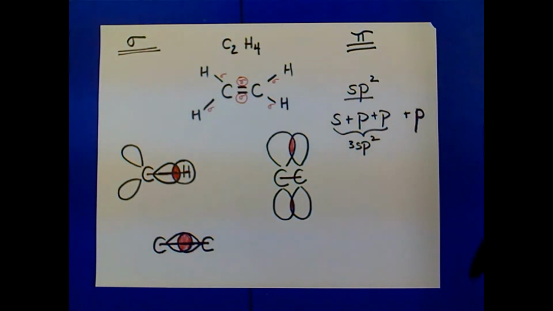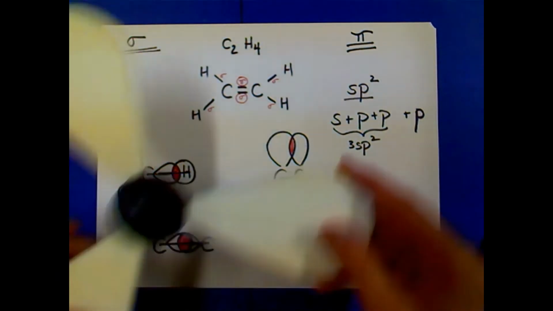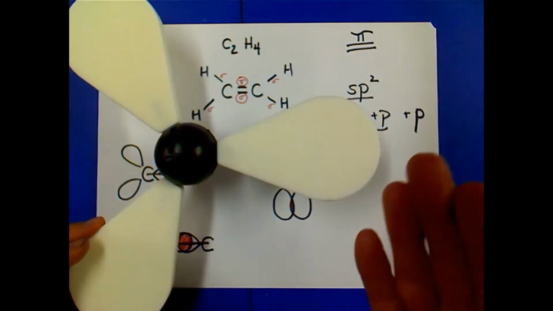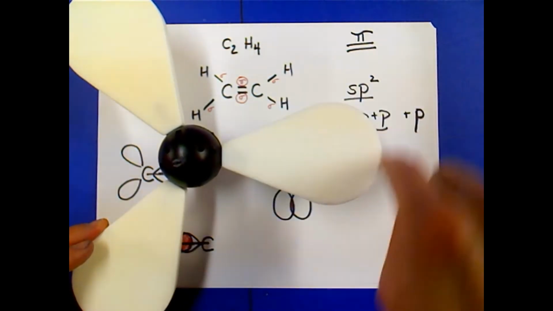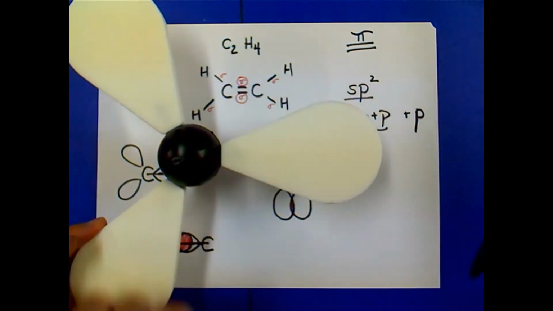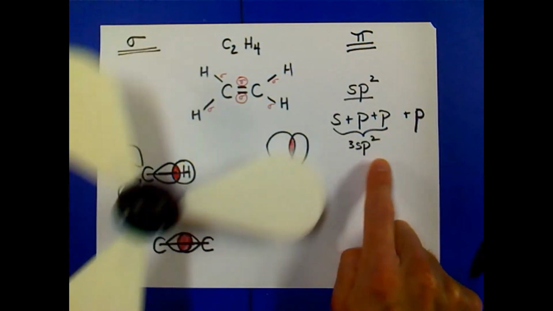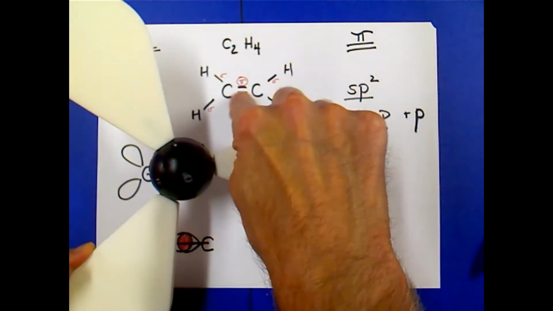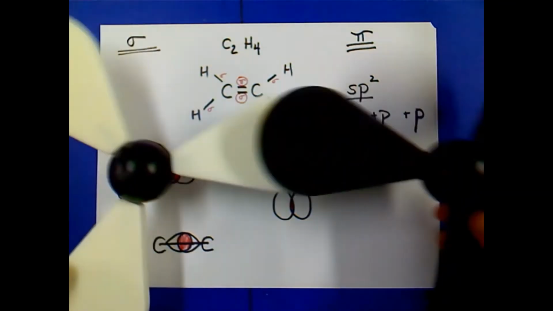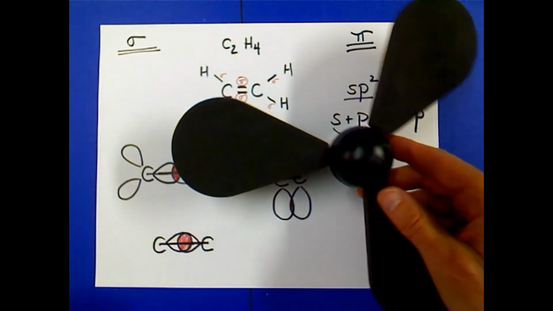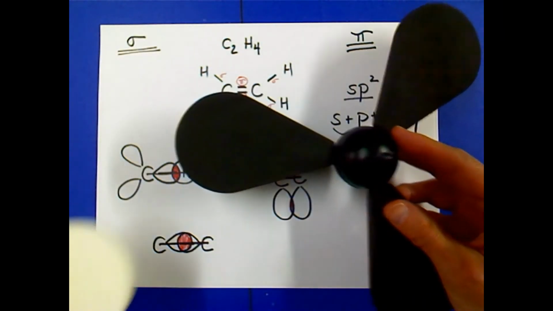Now I want to go into this a little more deeply. So let's imagine we're looking at this overlap here between two carbon atoms. Here's one of the carbon atoms, or a representation of it. Here's one of the sp2 hybrids. Here's another sp2 hybrid and another sp2 hybrid. That's one of the 3 sp2 hybrids on our first carbon atom. And then these black foam pieces will just represent the sp2 hybrids on the second carbon atom.